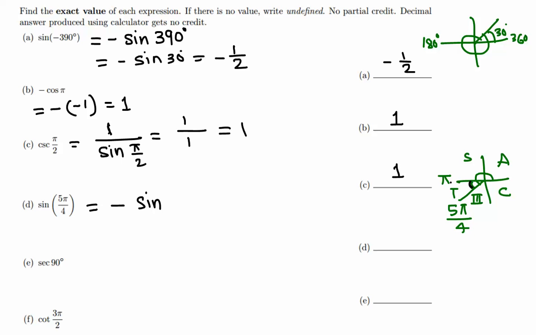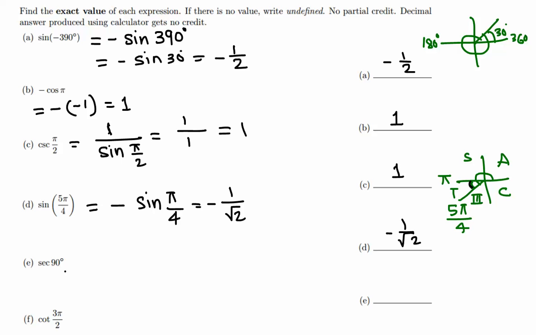So what is this angle? Pi is the same as 4 pi over 4. If we subtract 4 pi over 4 from 5 pi over 4, we get just pi over 4, which is in fact 45 degrees. If you like to go for degrees, then minus sine 45 degrees, or pi over 4, is 1 over root 2, or root 2 over 2, same thing, so the answer is negative 1 over root 2.